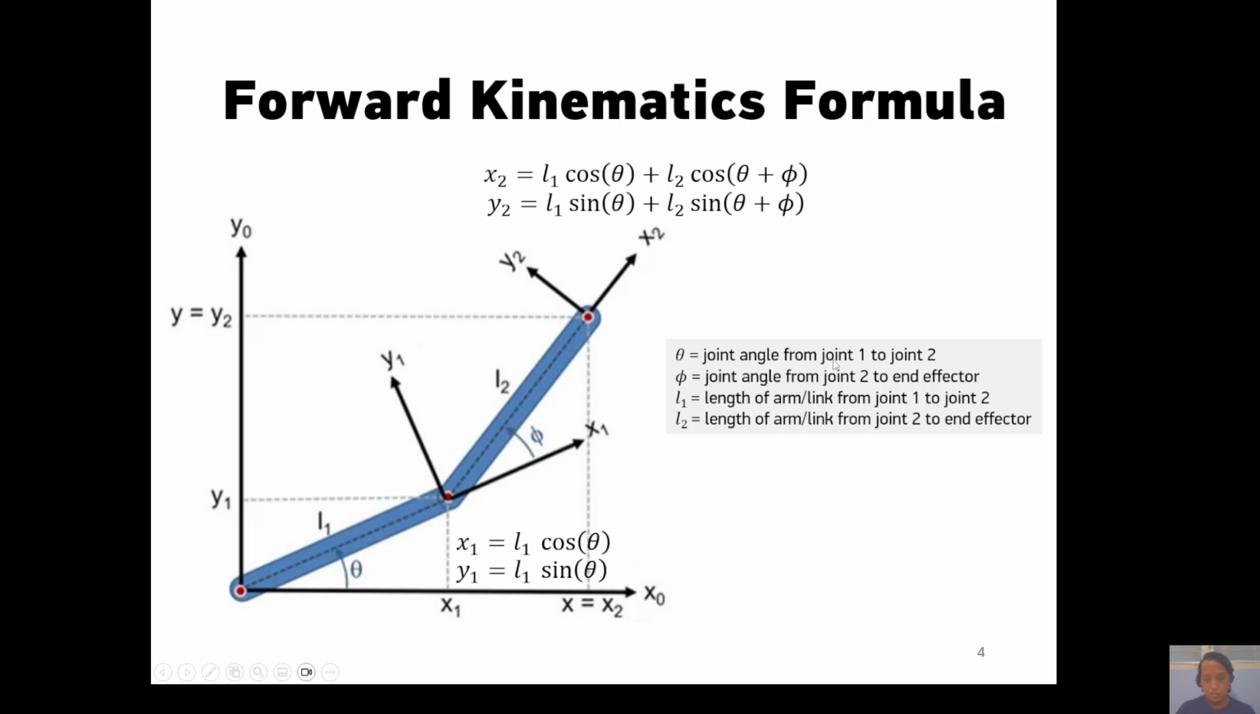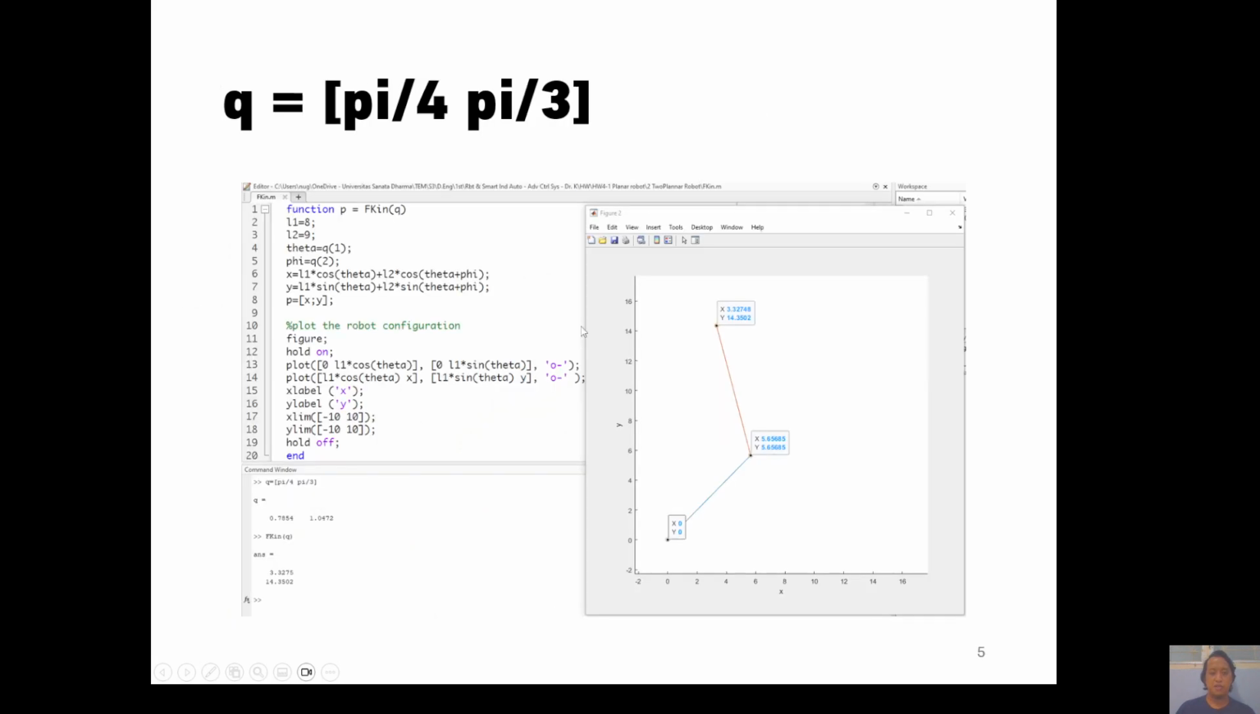Theta is the joint angle from joint 1 to joint 2. Phi is the joint angle from joint 2 to the end effector. So this is considered as the end effector. So this is the result. If I simulate this in MATLAB, this is the location of the joints. This is the end effector.